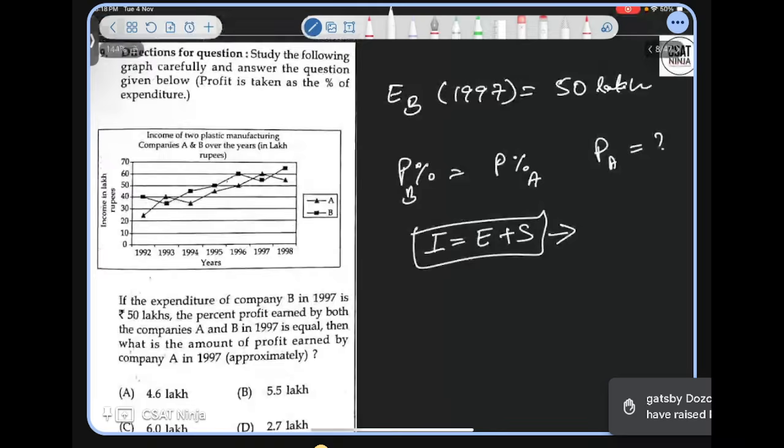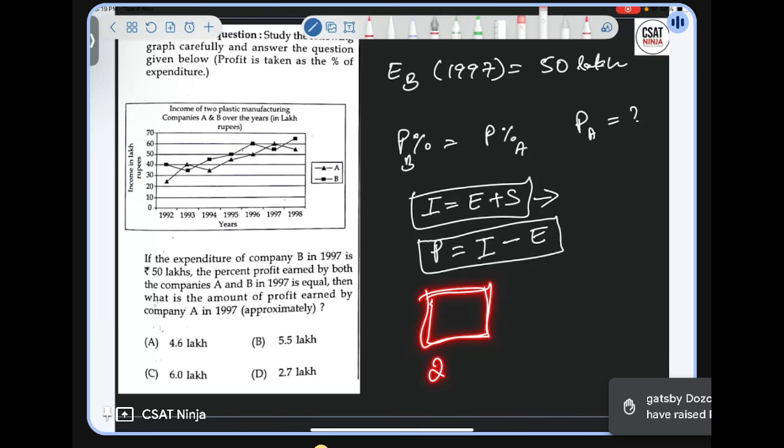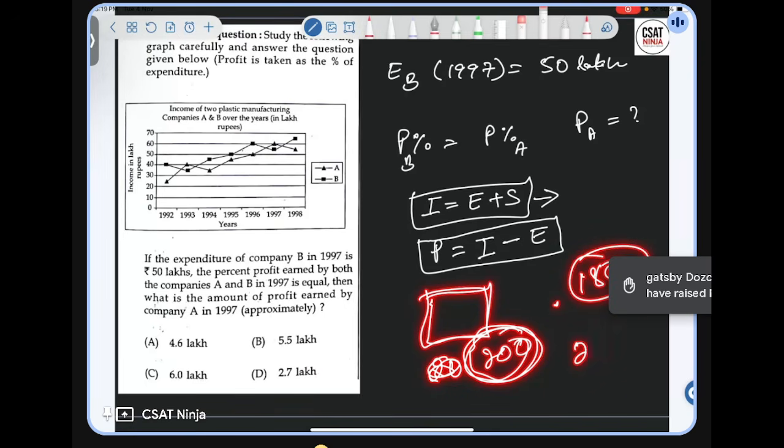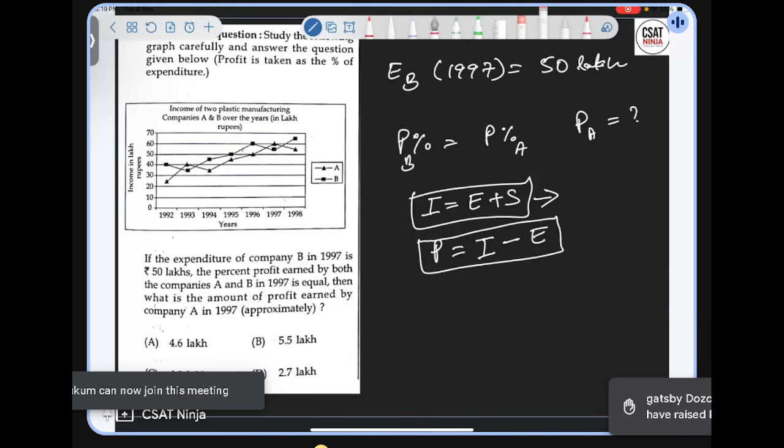If I want to find profit, profit will be equal to the income that you are getting minus how much money you are spending. So this is the formula here. Profit is nothing but the amount that you earn minus the amount that you spend. Simplest example, if you are selling a book at 200 rupees, and your expenditure on the book is 180, then your profit will be 200 minus 180, which is equal to 20. So that's the concept I'm using here, okay? So the profit is income minus expenditure.